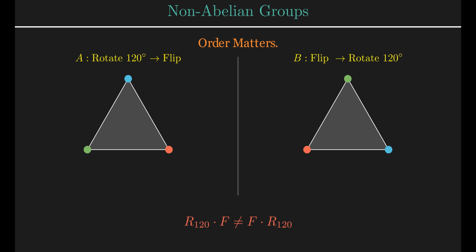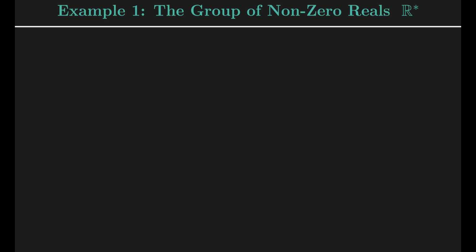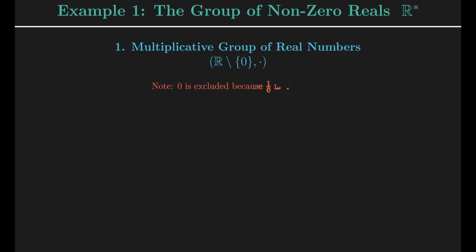Let's apply these abstract axioms to a concrete system. Example 1. The multiplicative group of non-zero real numbers. We denote this set as R star. It includes all real numbers except for 0. This exclusion is vital. If we included 0, the group would no longer satisfy the axioms because 0 has no multiplicative inverse. Division by 0 is undefined.